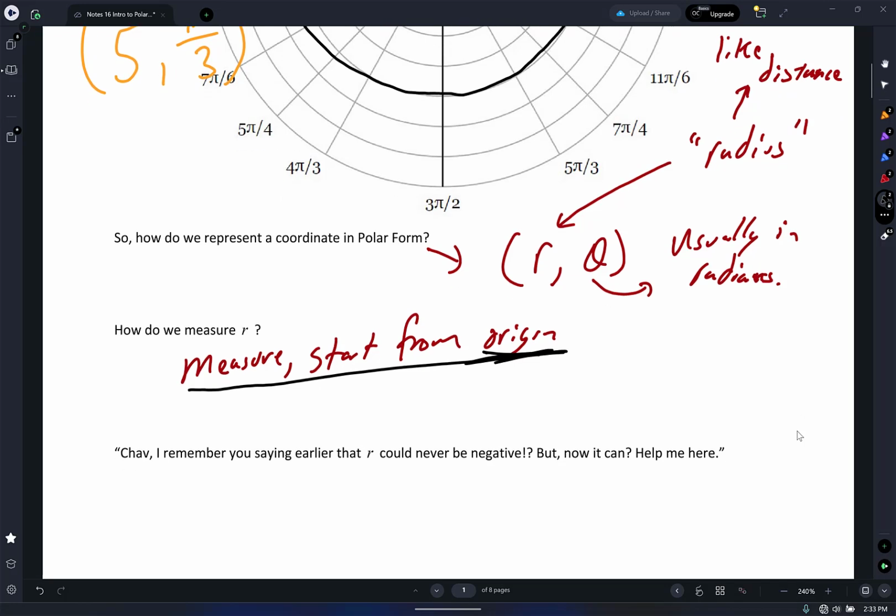Okay, and then it says here, this is supposed to be you guys because I haven't told you guys yet. Chav, I remember you saying earlier that R can never be negative, but now it can. Can you help me here? R can be negative. Chav, how? Okay, relax, it's in context. R is like a distance, and you're right, when we're working on hypotenuse problems and all that, the hypotenuse is never negative. Distance is never negative because R is like distance. But in this case, for polar, it can be.